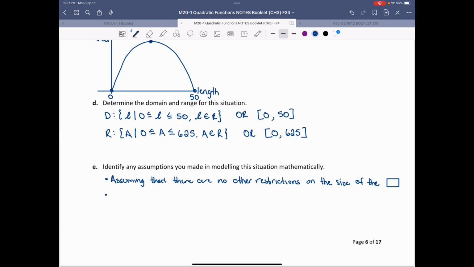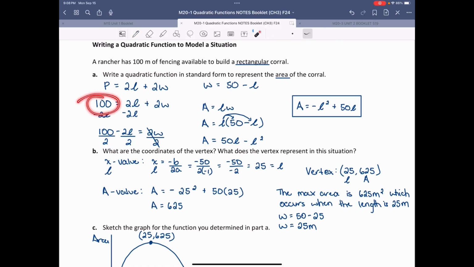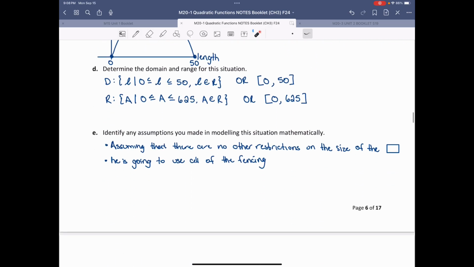Another thing that we are assuming is that he is going to use all of the fencing. The farmer's going to use all of the fencing because we said that our perimeter is going to be 100. He's got 100 meters of fencing. There could be other assumptions, but those are really the two that I can think of.